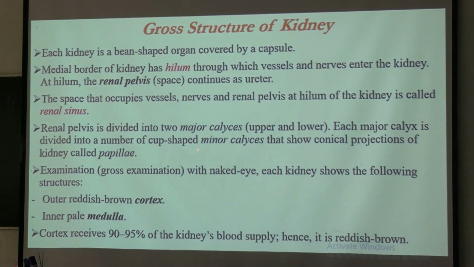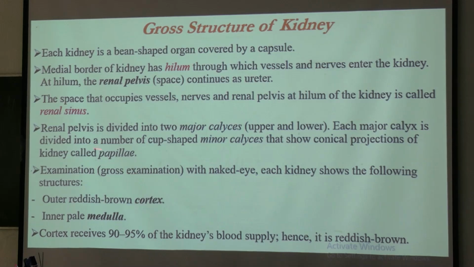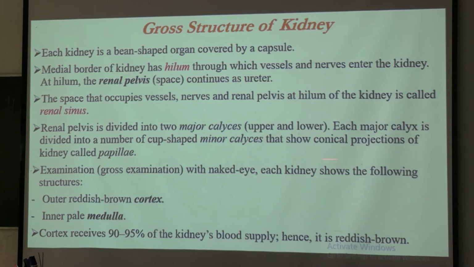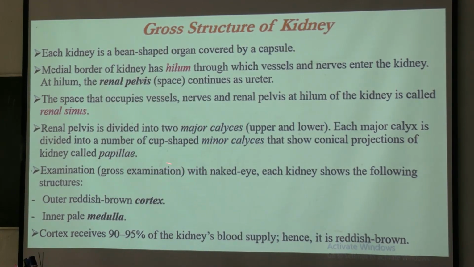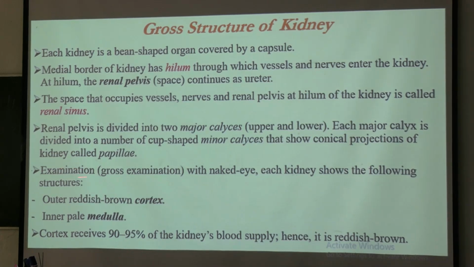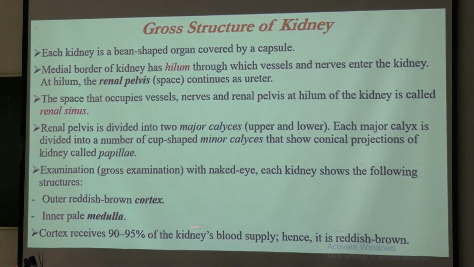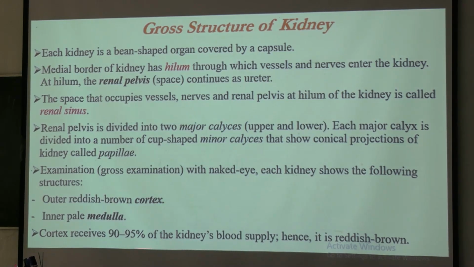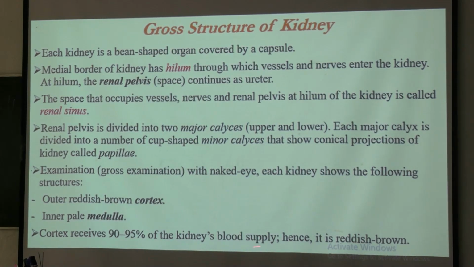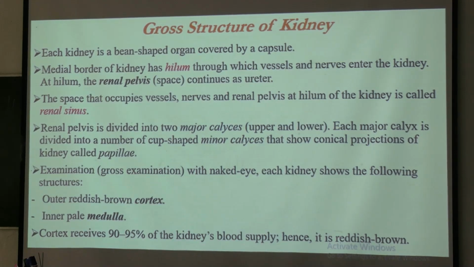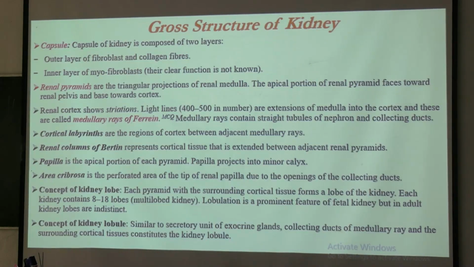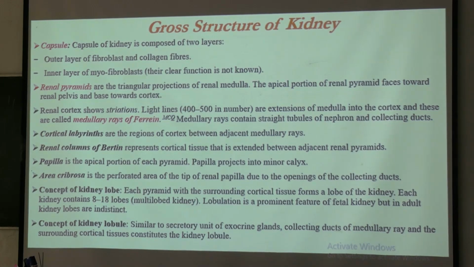The renal pelvis is divided into two major calyces, upper and lower, and each major calyx is divided into a number of cup-shaped minor calyces that show conical projections of the kidney called the papilla. On gross examination with the naked eye, each kidney shows the following structures: outer reddish brown cortex and inner pale medulla. The cortex receives 90 to 95% of the kidney's blood supply, hence it is reddish brown in color. So this we have discussed. Now we will discuss the individual parts in detail.